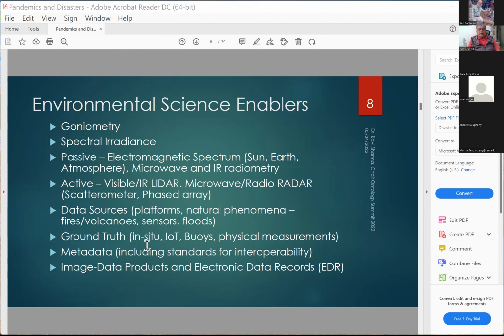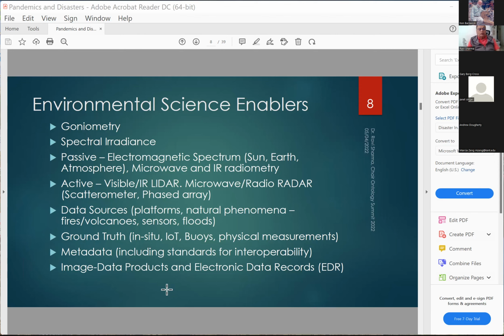So what are the factors that are important? Goniometry is the most important. Incidence angle of your radiation and the observation: imagine a full circle or a cone of 180 degrees for observation. Imagine a specular light like a sunspot on water and imagine looking at it from all different sides in a cone. That's called goniometry. Spectral irradiance, obviously, we have discussed passive and active.